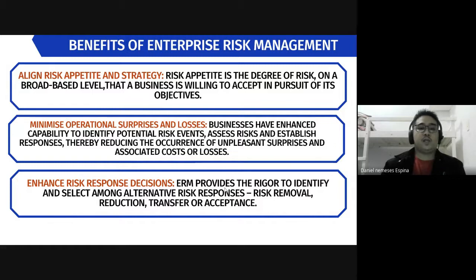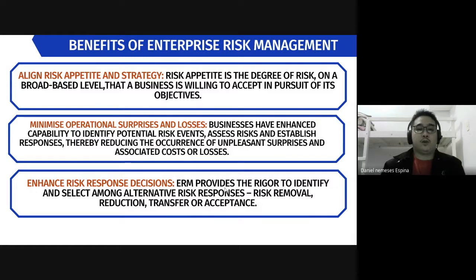Second benefit is it can minimize operational surprises and losses. Businesses have the enhanced capability to identify potential risk events, assess the risk, and establish responses, thereby reducing the occurrence of unpleasant surprises and associated costs or losses. Even if the problem is not yet happening but has the potential to happen, we are already thinking of an action plan or a response to that event in case it will happen.